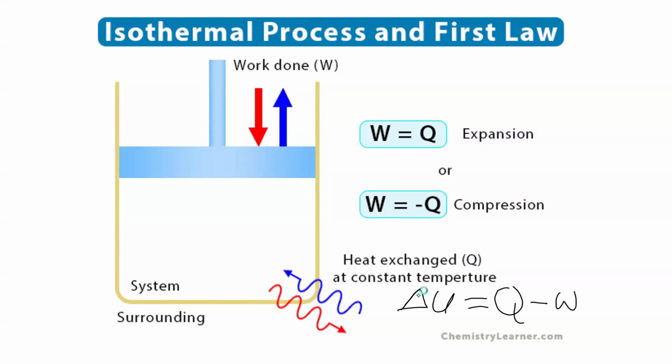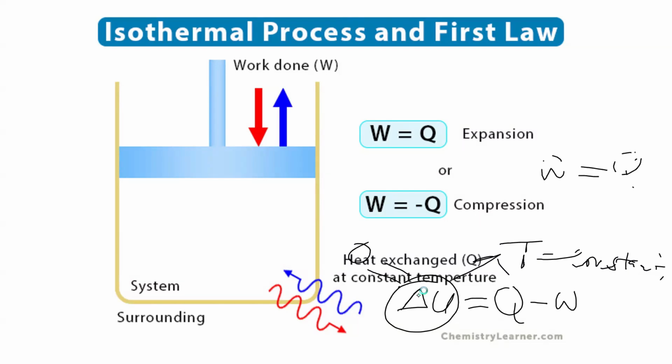But we should remember that during the isothermal process, the temperature is constant. Since the temperature is constant, and the internal energy is a function of temperature, the change in internal energy is going to be zero. So therefore at the end we are going to have W is equal to Q.